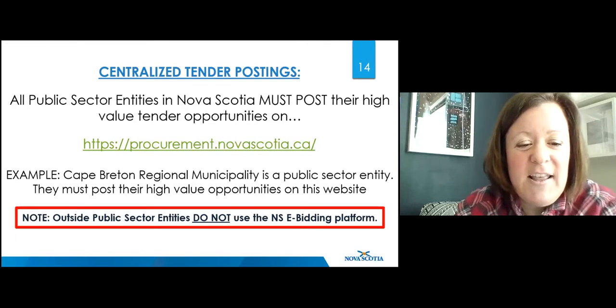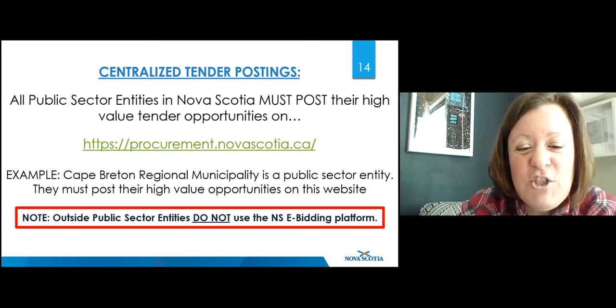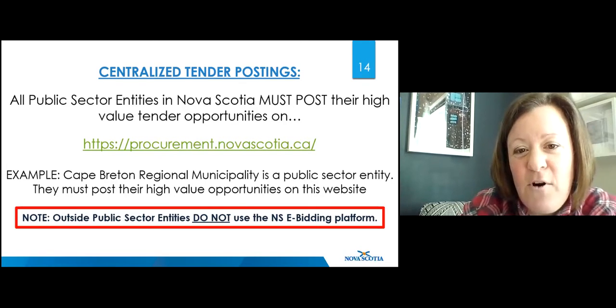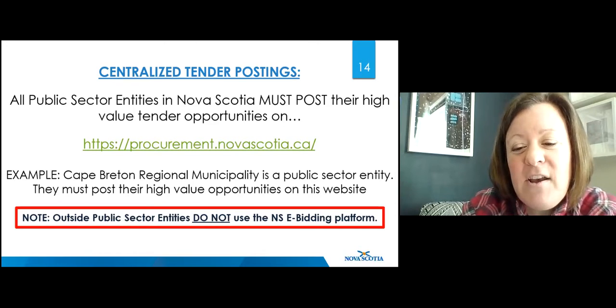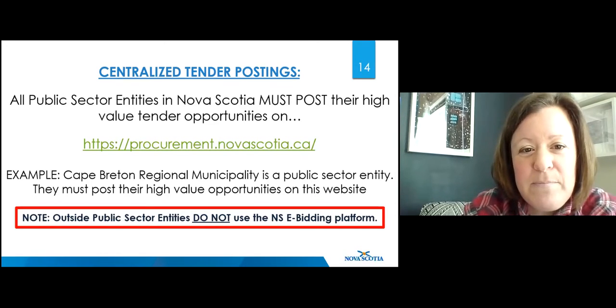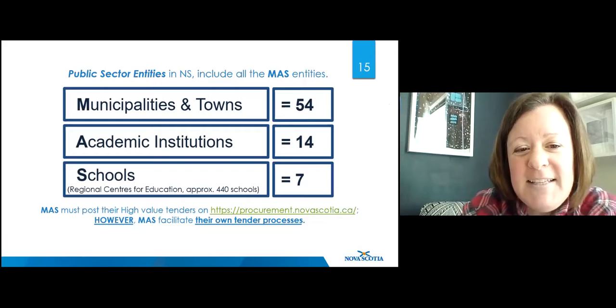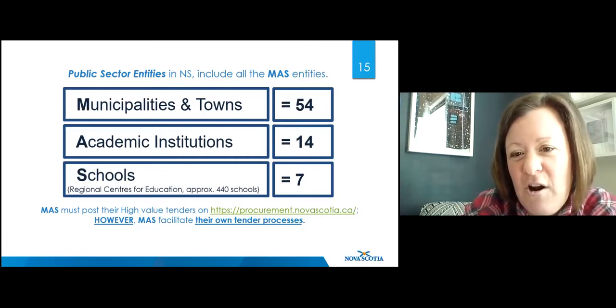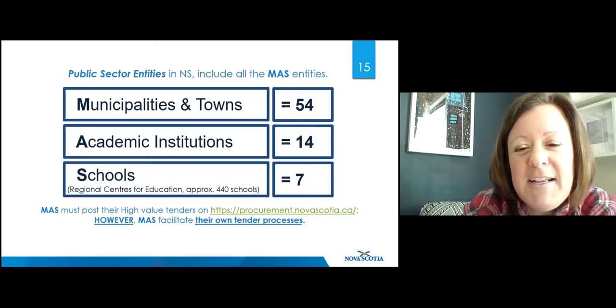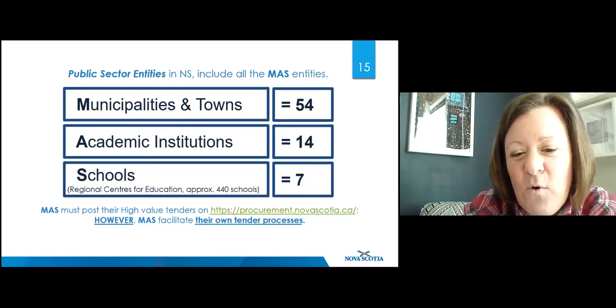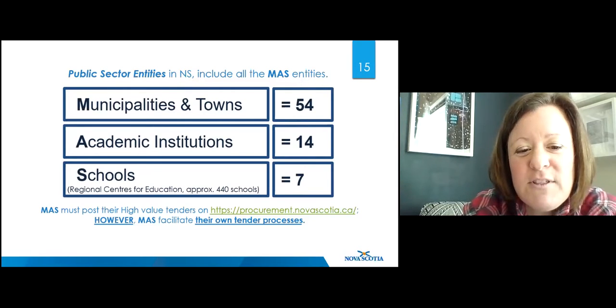I do want to note that the outside public sector entities do not use the Nova Scotia EBidding platform. They may have their own EBidding platform, but they wouldn't use our EBidding platform. So the other public sector entities we're talking about include the MAS entities, which are municipalities and towns, of which there are 54 in Nova Scotia, academic institutions, 14 in Nova Scotia, and 7 regional centers for education, or approximately 440 schools. So MAS must post their high value tenders on our website. However, they would facilitate their own tendering processes. So our website is the go-to place to find these opportunities.